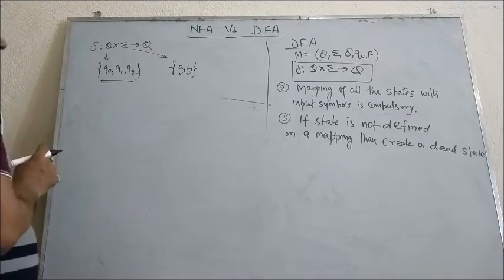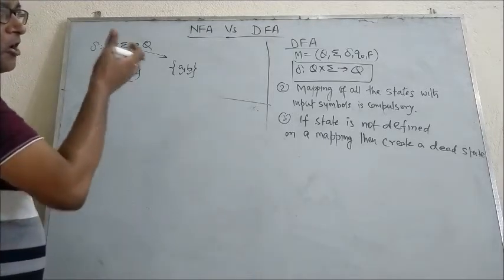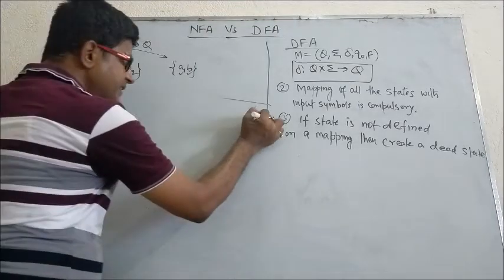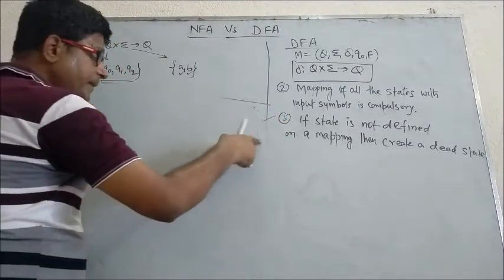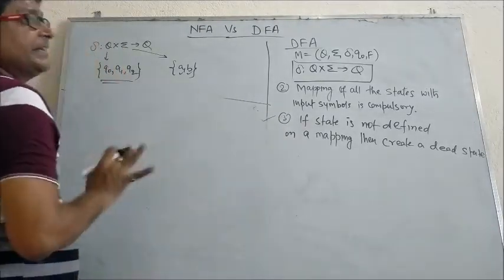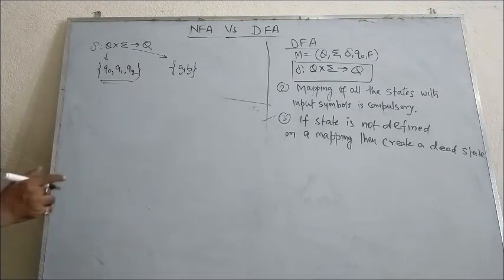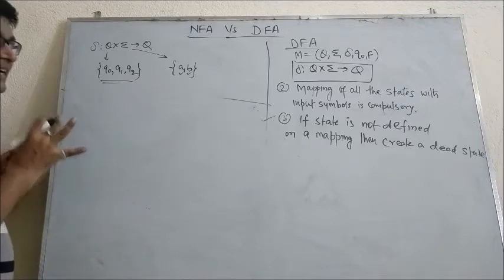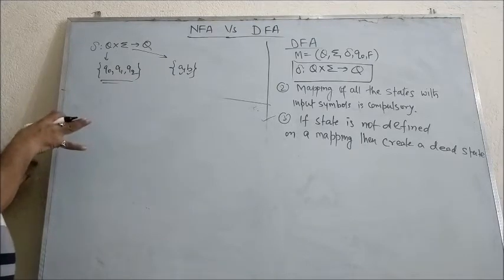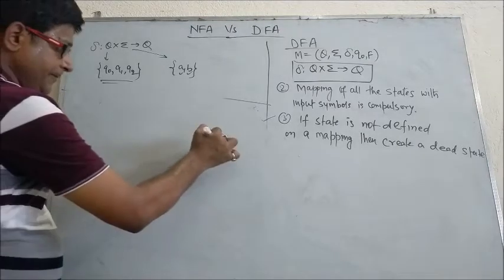Now the question arises: if there is a possibility that we are not mapping all the states, then what is going to happen? For that, the third condition is given here. If a state is not defined on a mapping, then create the dead state. Okay, fine. So let us take an example, and on the basis of that example, I will explain whether that machine is a DFA or not. And if it is not a DFA, then automatically it will be an NFA.